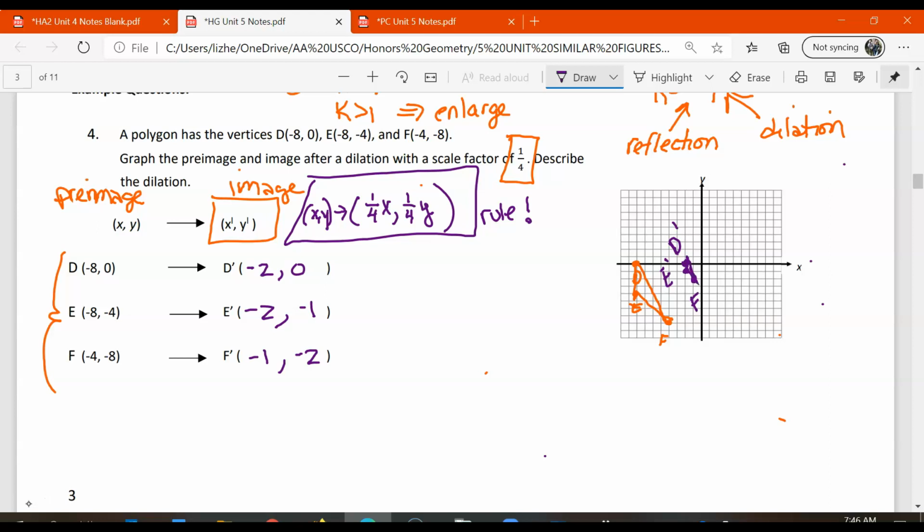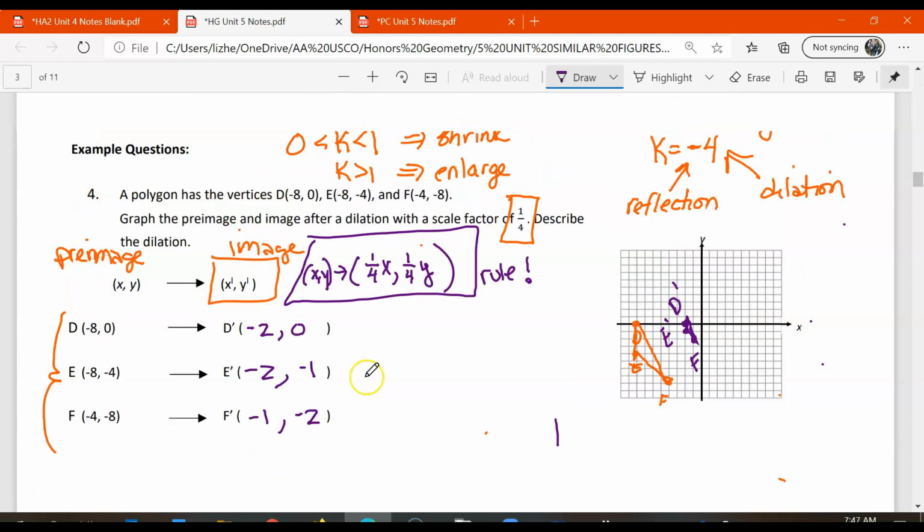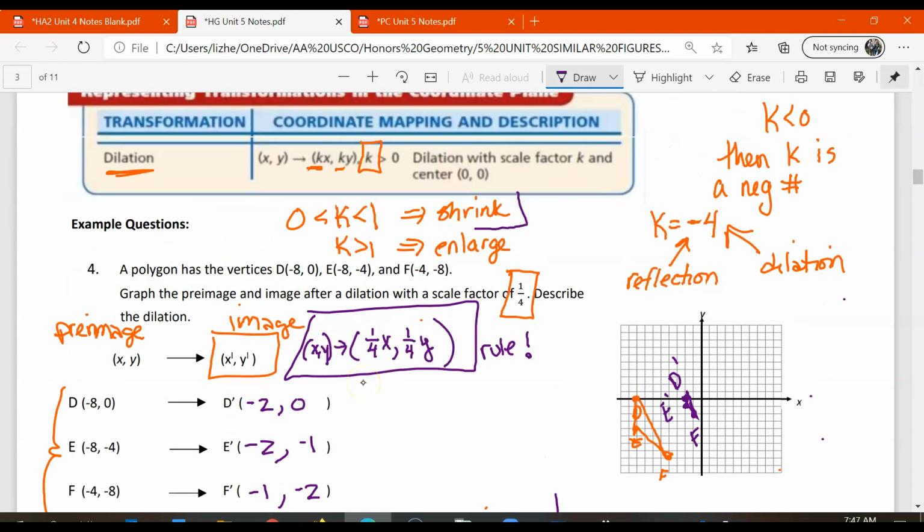So when I have a scale factor, when k, like I said up here, when k is less than 1, so it's a fraction, you're shrinking. And so you always should check your work, make sure that you shrunk when you multiplied by 1/4. The shape should be the same. It's the size that will change.